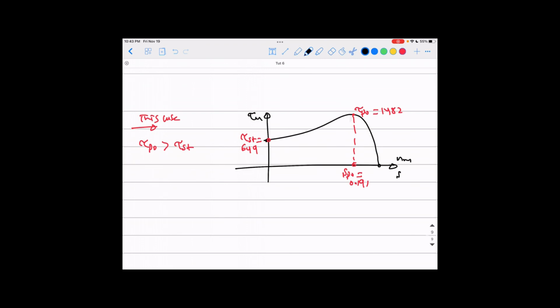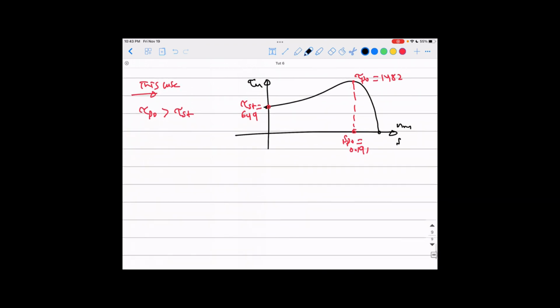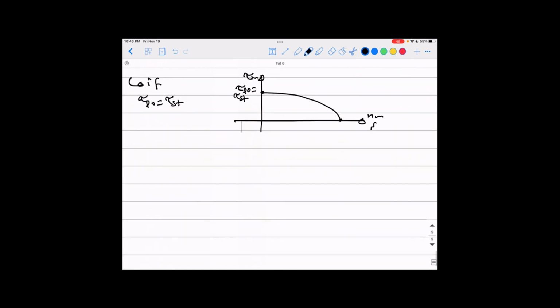That is the case we are dealing with, because the pullout torque was higher than the starting torque. But for the sake of argument, what if we have another problem where the pullout torque equals the starting torque? Then your torque-speed characteristics should look like this, because the pullout torque is the same as the starting torque. What about if the pullout torque is less than the starting torque, for another problem?